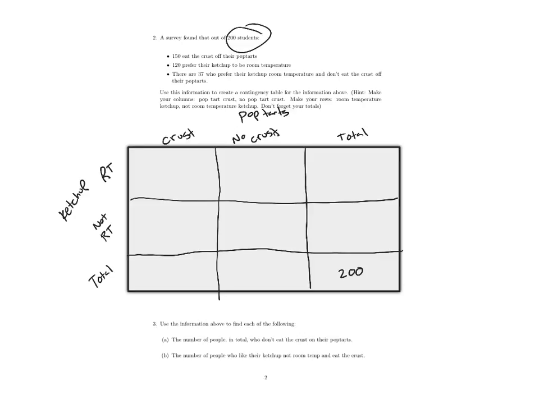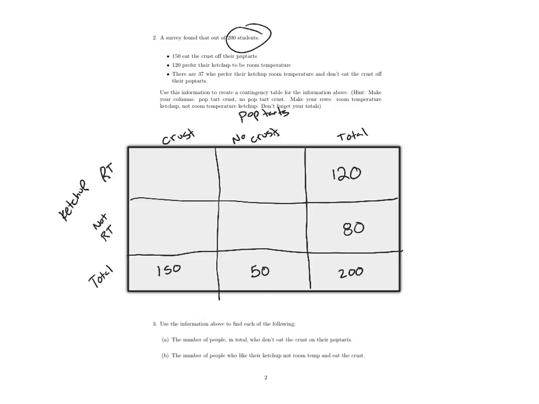Now, I also know that in total, 150 people eat the crust on their Pop-Tarts. So that is that the crust is actually on there. So, 150 people eat the crust, which means if I have a total of 200 people, there's automatically 50 people here who do not eat the crust. I also know 120 people prefer their ketchup to be room temperature. That is, in total, there's 120 people who have room temperature ketchup. If 120 people like room temperature ketchup, that means 80 of them like it not room temperature.